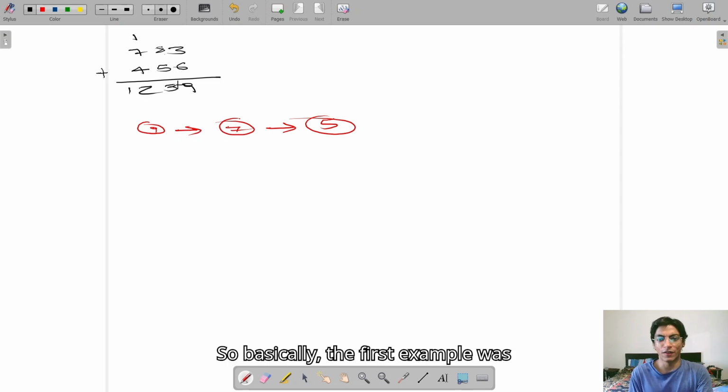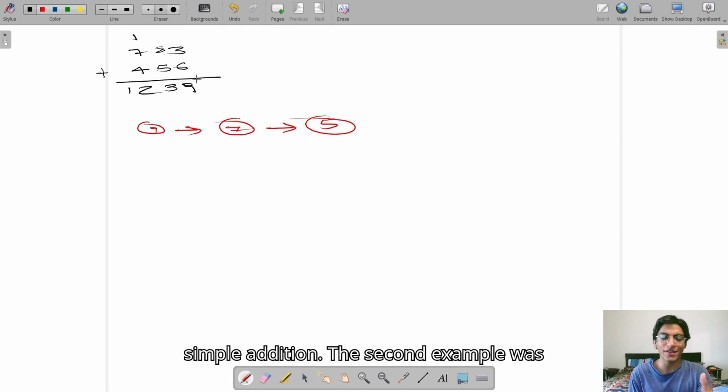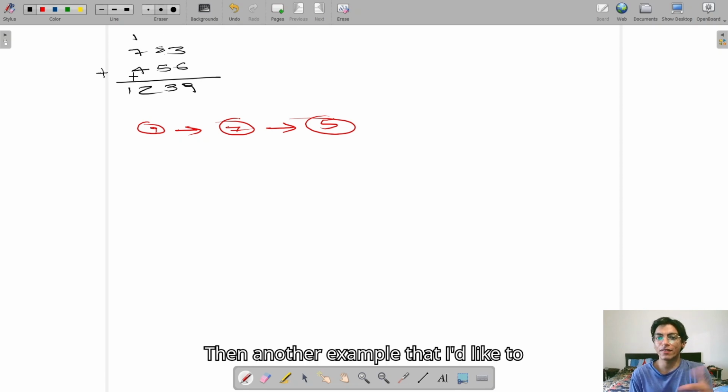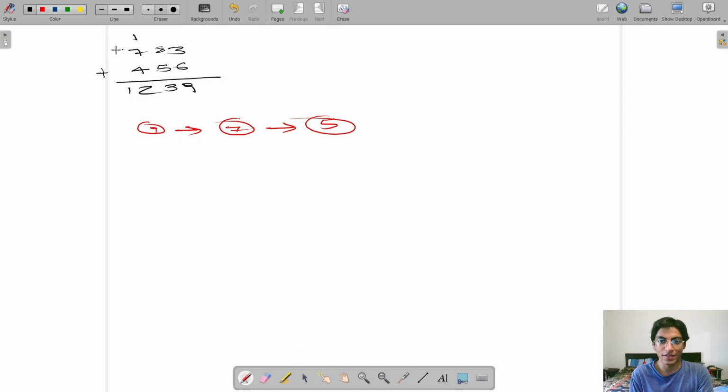So basically, the first example was simple addition, the second example was simple addition with carry involved. Then another example that I'd like to point out is when, let's say, we have another digit involved. Let's say 9. How do we solve this? 3 plus 6 gives us 9. 8 plus 5 gives us 13. 1 plus 7, 8 plus 4, 12. 12 and 1 plus 9.